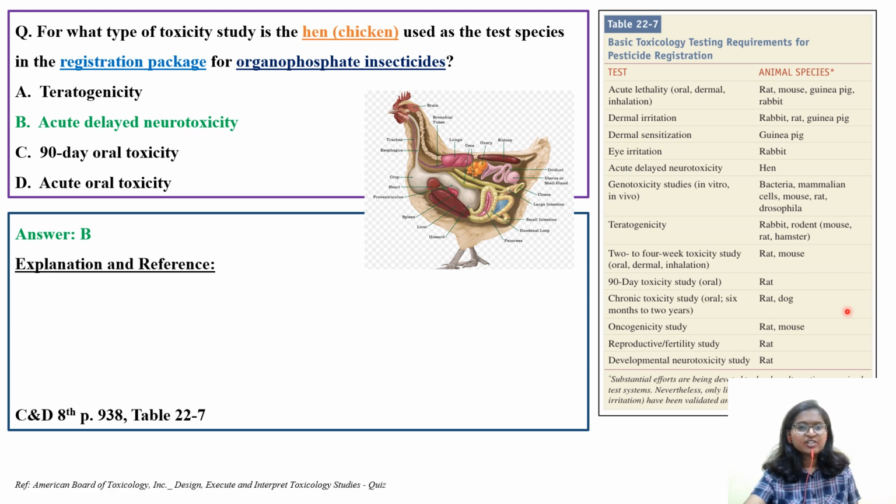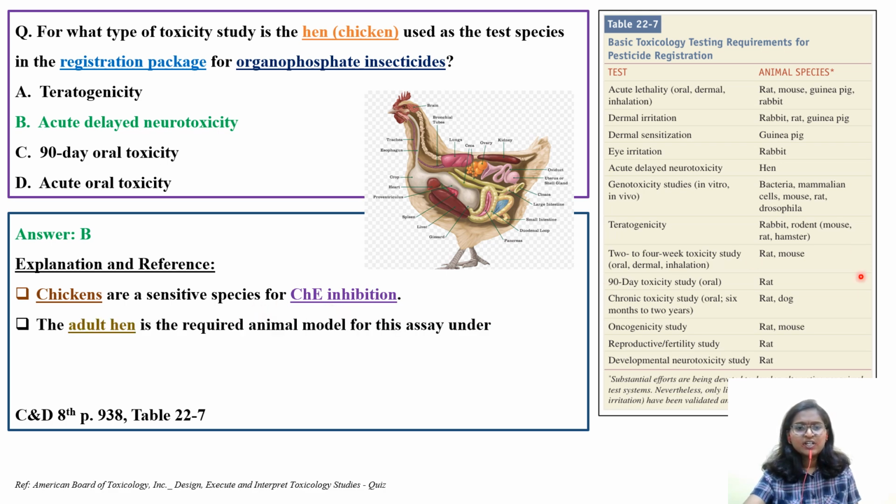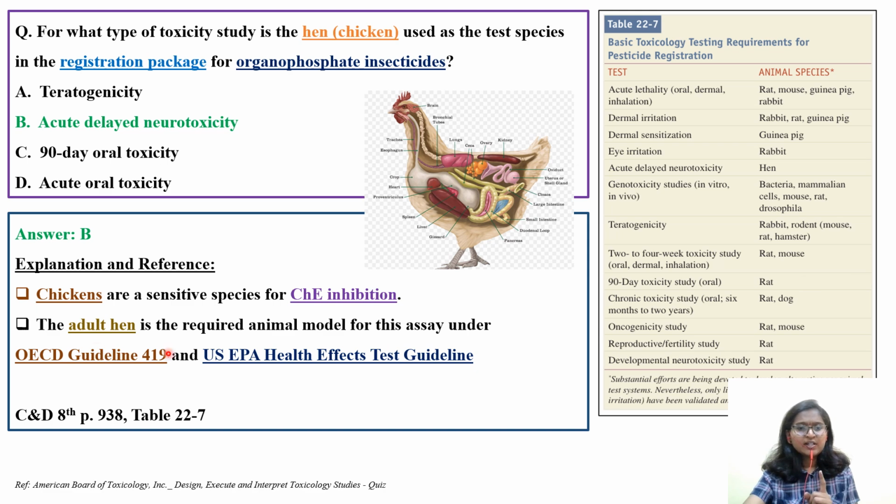The explanation and reference is given by ABT, American Board of Toxicology only. The explanation given by them is chickens are the sensitive species for cholinesterase inhibition. So in this video you need to understand how the cholinesterase enzyme acts on acetylcholine at the synaptic cleft, that you have to read in detail. Chickens are the sensitive species, that you have to see. And the next important thing is that an adult hen is required as the animal model for this assay, not the young one. That is also under OECD guideline 419 and the US EPA health effects test guideline.